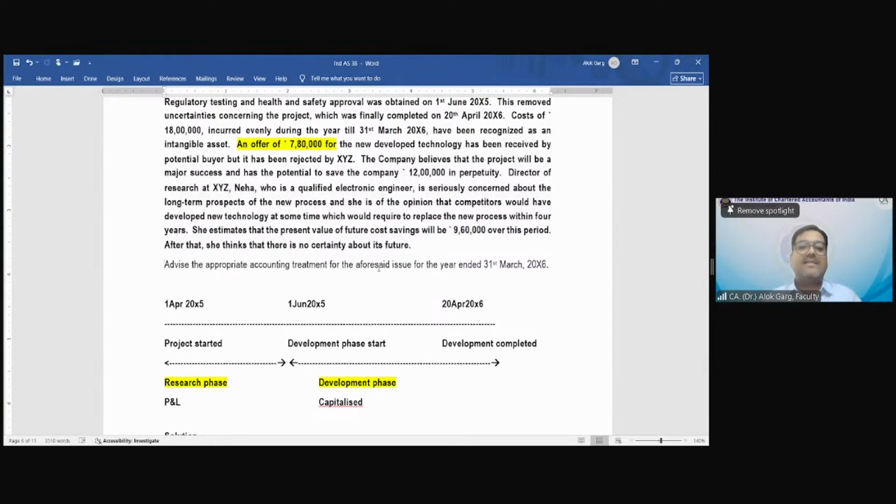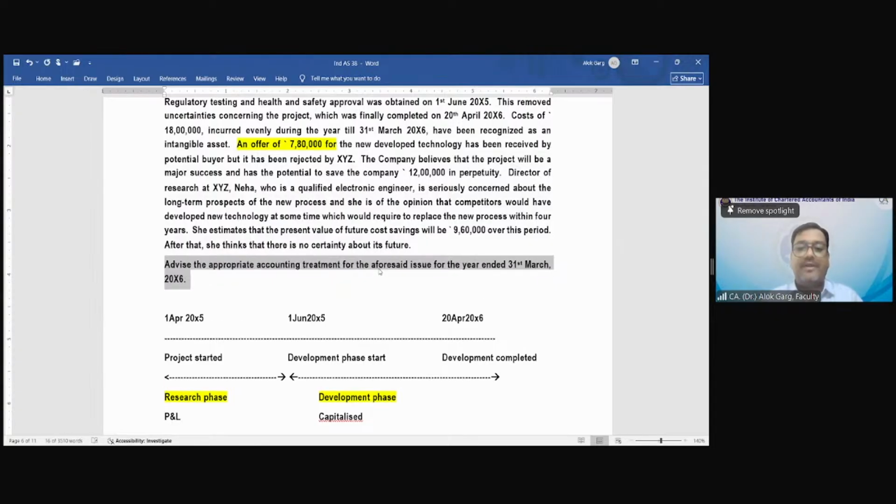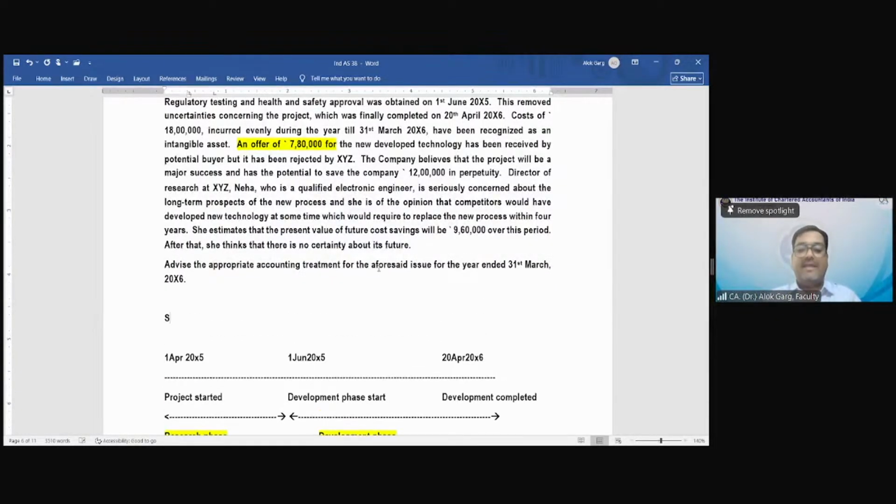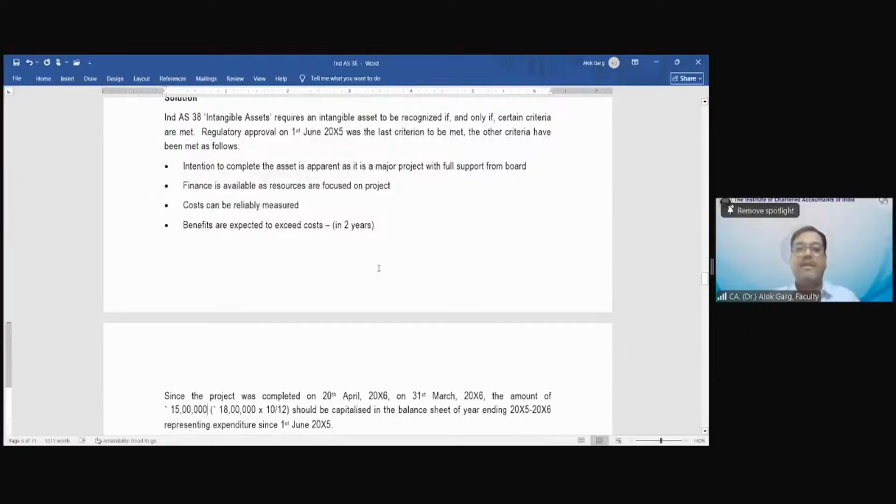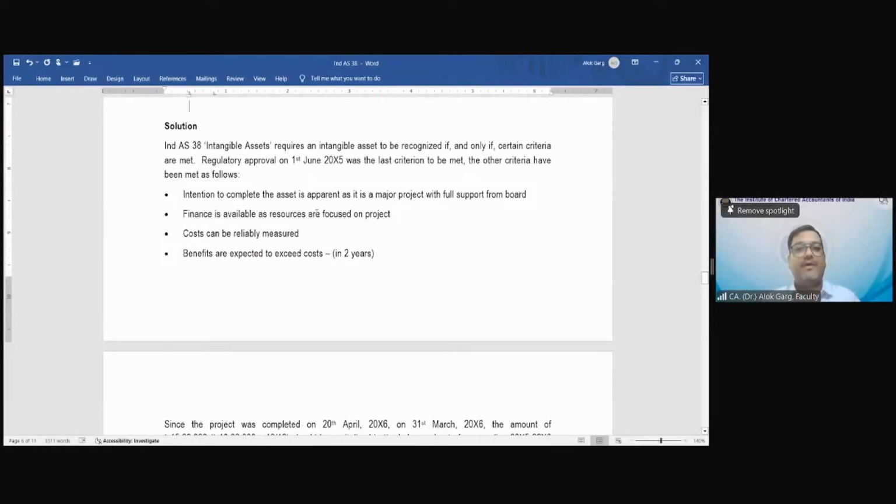So the question is asking, advise the appropriate accounting treatment of the aforesaid issue for the year ended 20x6. I think the question and answer is crystal clear now, right? It is crystal clear now. Let me read the answer for all of you again.